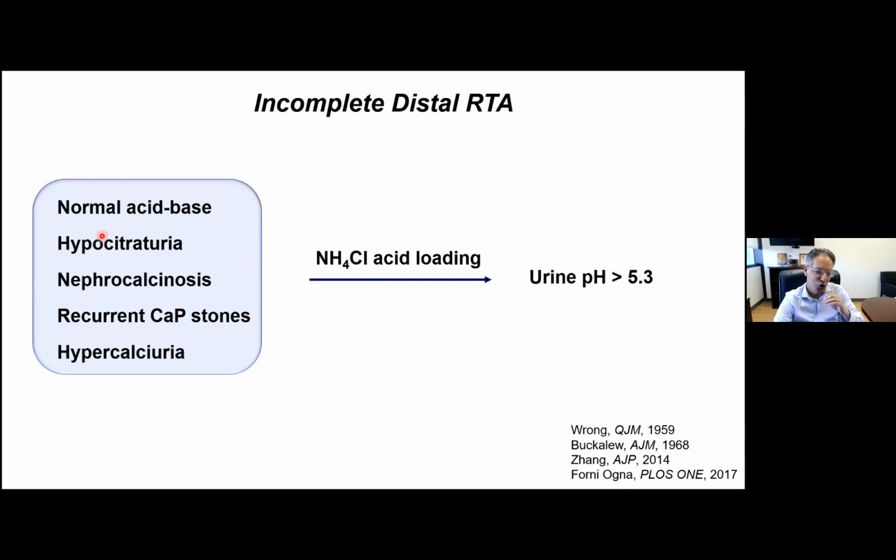Now, there's this phenomenon called incomplete distal RTA. These patients have a normal acid-base status, normal bicarbonate, normal pH, but they tend to have a low urine citrate as a clue. They have nephrocalcinosis as a clue. They have calcium phosphate stones, and they have hypercalciuria. And it was found, actually by Wrong, who first published it in 1959, that when you acid load these patients as a stress test, since normally they don't have any acid-base abnormalities, the urine pH stays above 5.3. And that was really the only clue that there's something going on in the acid-base sense.